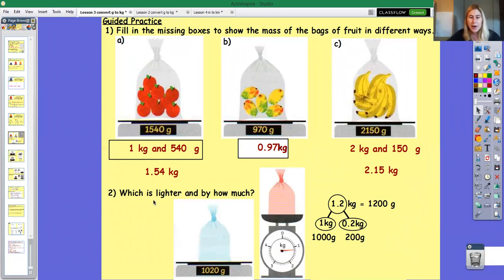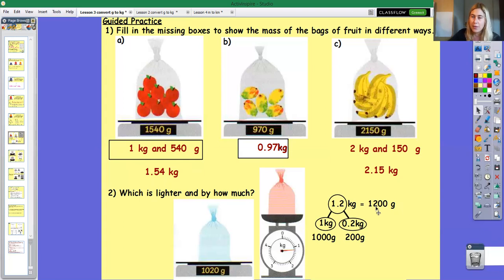But it does say which one is lighter and by how much. So I now need to look at my 2 amounts. I've got my 1,020 grams here, and I've got my 1,200 grams here. Okay, think about where that number has come from. Now I can see that this one is greater than this one because 200 is greater than 20. So how can I work out the difference in the weight? How can I work out the difference?